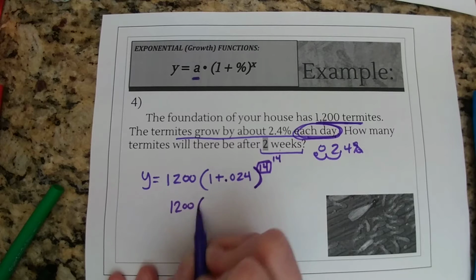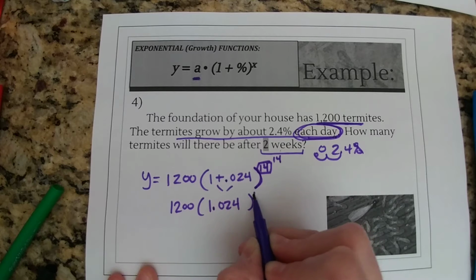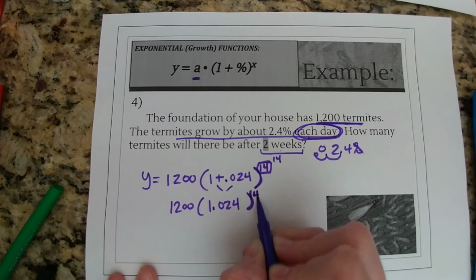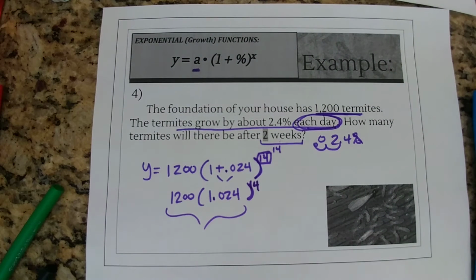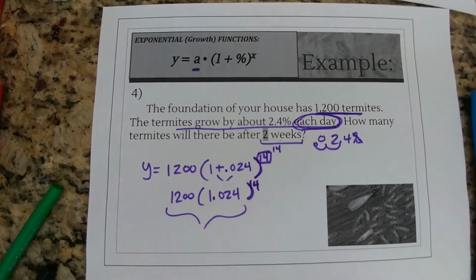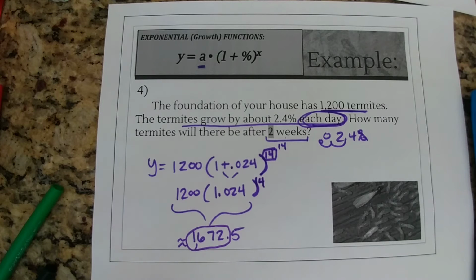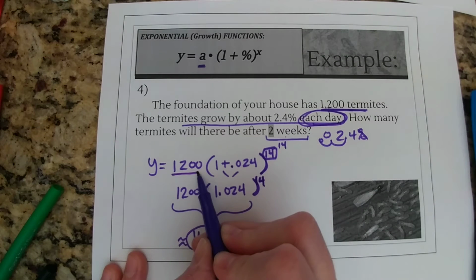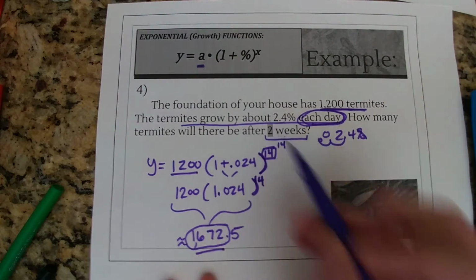Now, if you add these two together, again, you see this is greater than 1. We want the 14 as our exponent. This is what I'm going to type into the calculator, and that's going to tell me how many termites there are going to be after 2 weeks. My calculator is giving me about that. So it looks like approximately 1,672 termites. So it definitely grew from here to here. Yuck. See, it's not growing very much, 2.4%. Not a lot, but still disgusting.